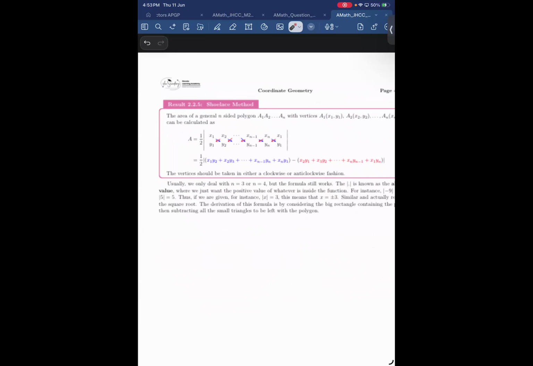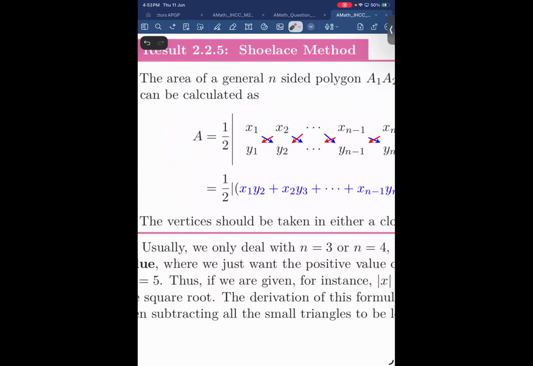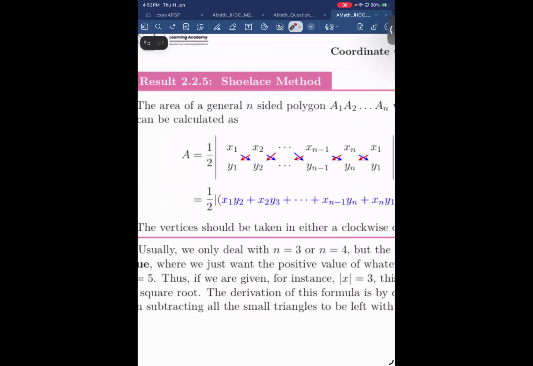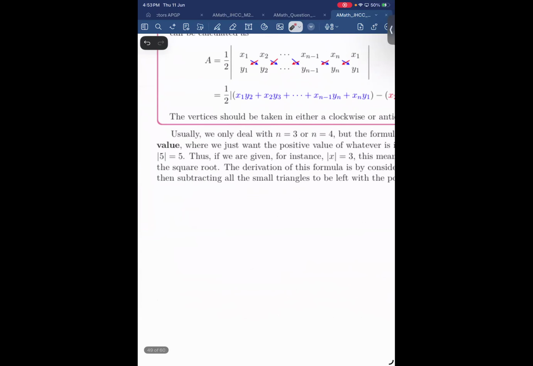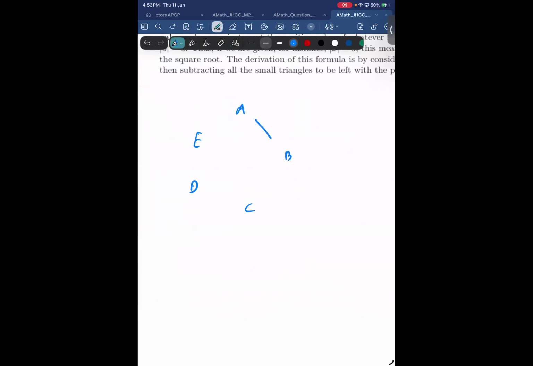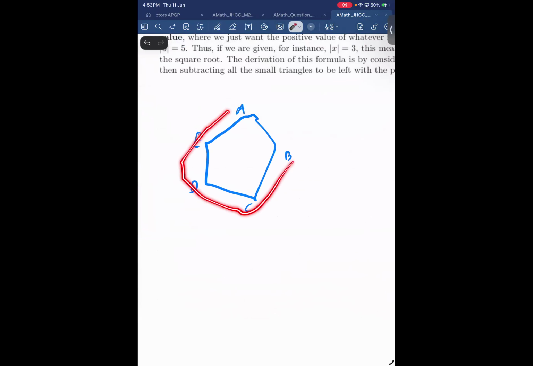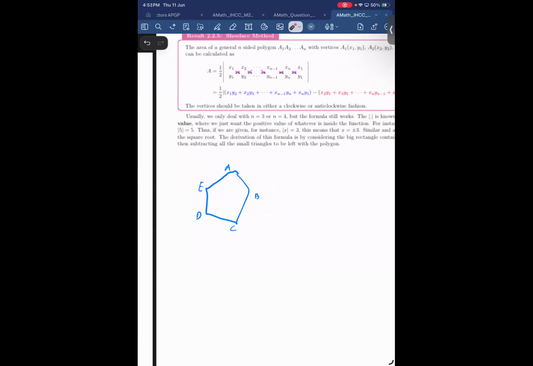Make sure to put the half outside. Also, one more important thing: the vertices should be taken in a clockwise or anti-clockwise direction. So if you have, say, a pentagon down here, you can go A, E, D, C, B. That's fine. A, B, C, D, E is fine also, of course. Even D, E, A, B, C. But don't go D, B, A, E, C. If you do that, it's confirm wrong already.